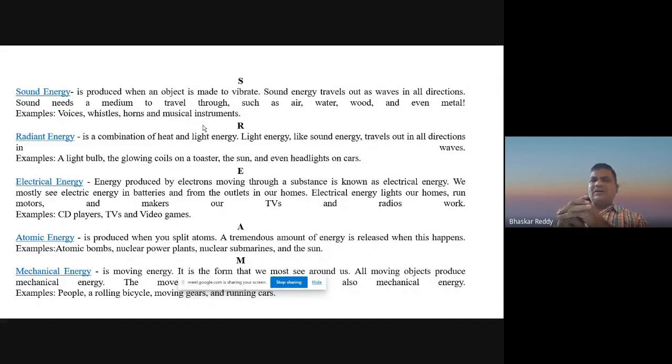Sound energy is the first one. Normally we use an amplifier or a speaker, which provides sound energy. It can be transferred, traveling from one area to another, through media like air, water, or any metal piece. Sound is produced only through vibration, and sound energy travels as a wave in all directions.